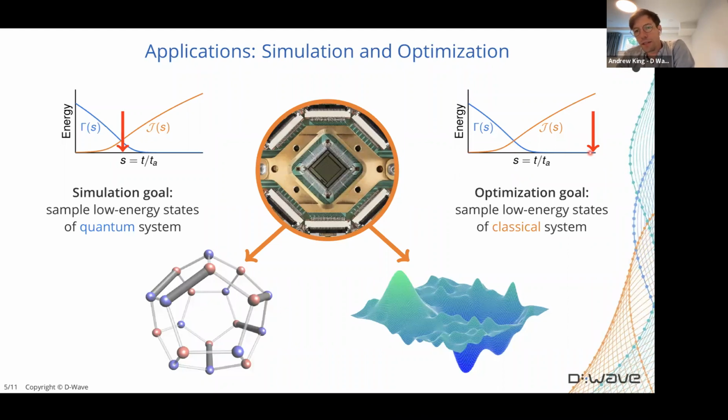So you start here, you go here, and then bang, you look at your state here, and you see how good the solutions are. But if you want to simulate a quantum system, you want to actually interrogate the system when there's a mixture of quantum fluctuations and classical interactions. So you might want to do it here. And so we're actually going to do this kind of in an in-between way, as well as looking at optimization.